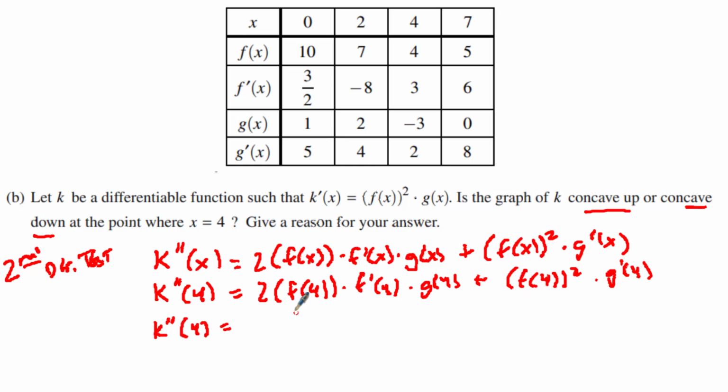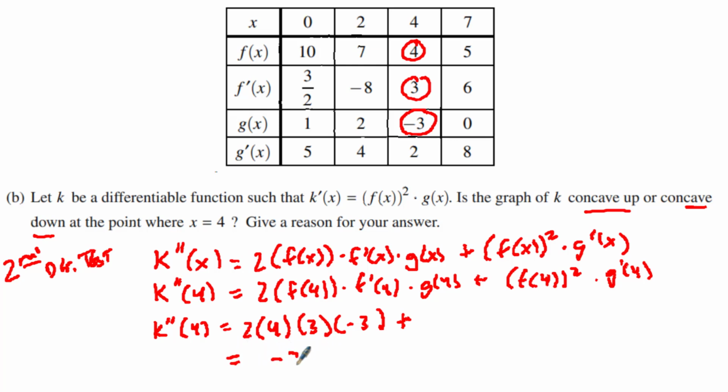So I'm going to have to go to my table. 2 times f of 4. F of 4 is equal to 4. That's nice. F prime of 4 is equal to 3. That's nice as well. And g of 4 is equal to negative 3. And so I have 2 times 4 times 3 times negative 3, which ends up becoming negative 72. Negative 9 times 8 is negative 72.